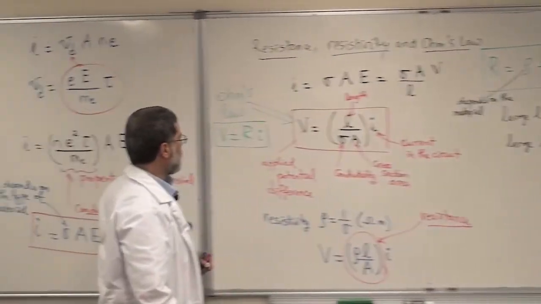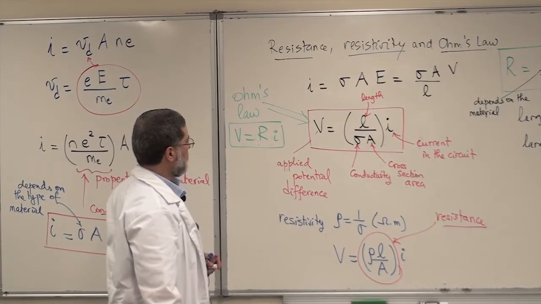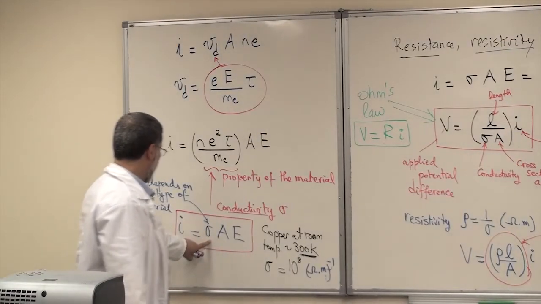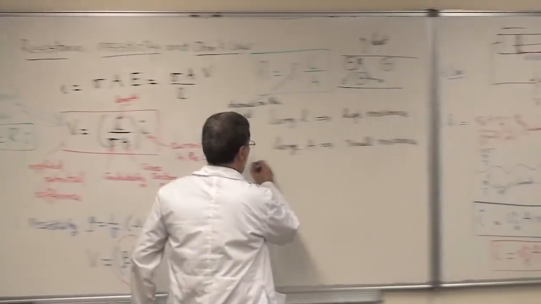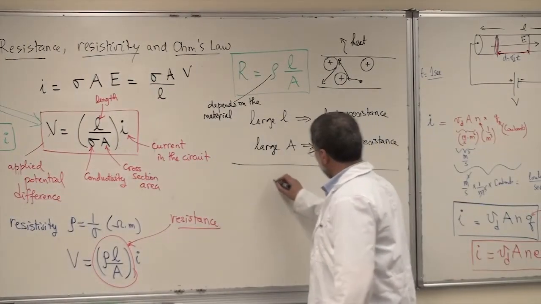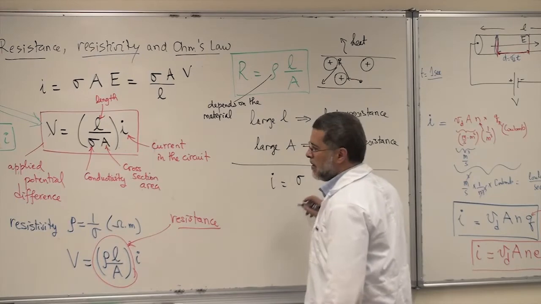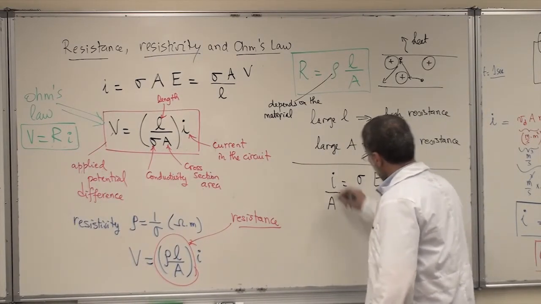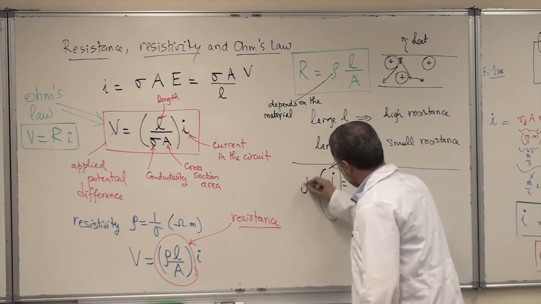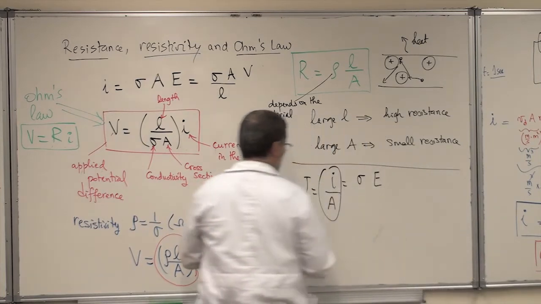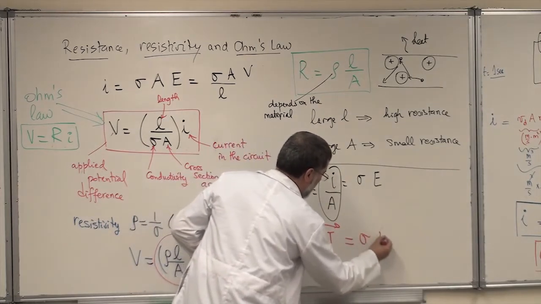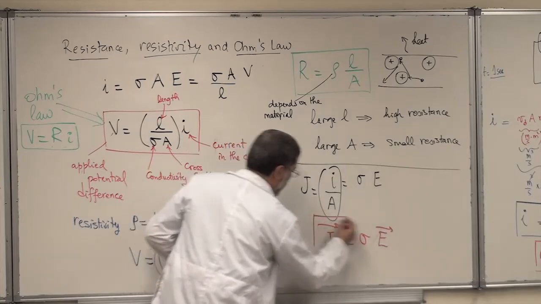There's another equation for Ohm's law. You can write Ohm's law from here. Let me show you on the side. I have the current equals sigma, divided by the area, the cross-section area, times E. What is this here? This is J, the current density. So there's another expression for Ohm's law as a vector: the current density is sigma times E.